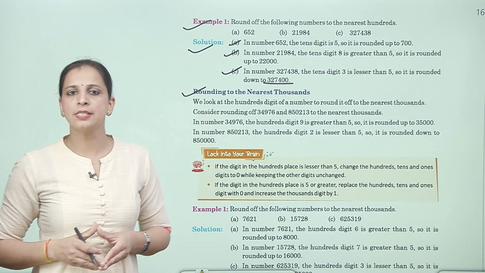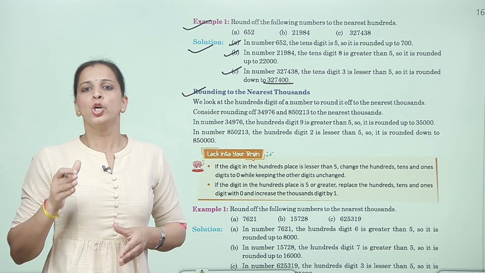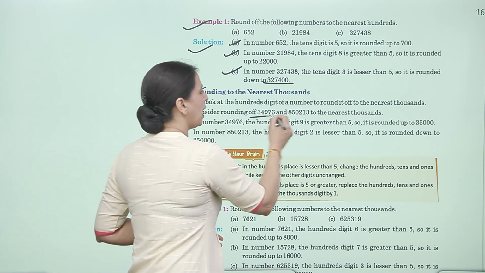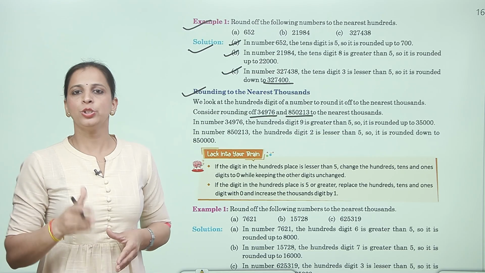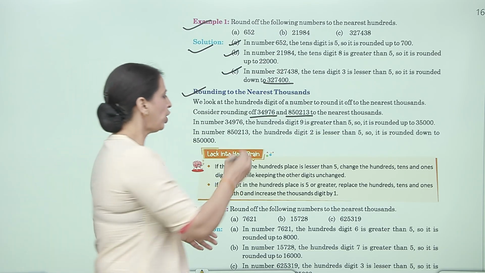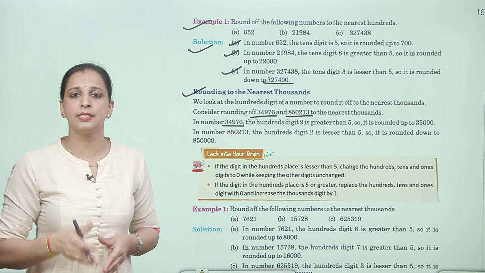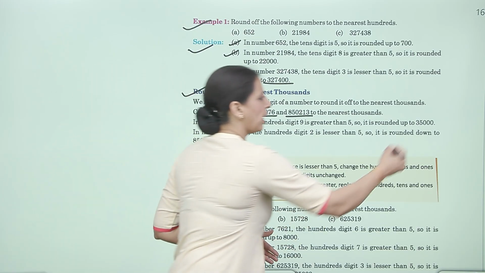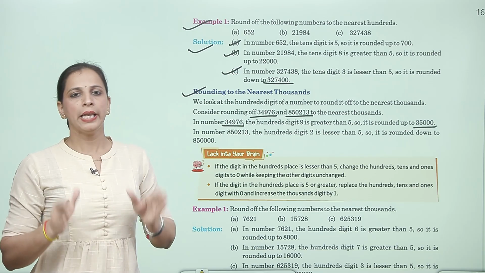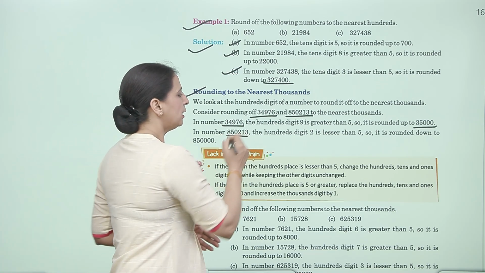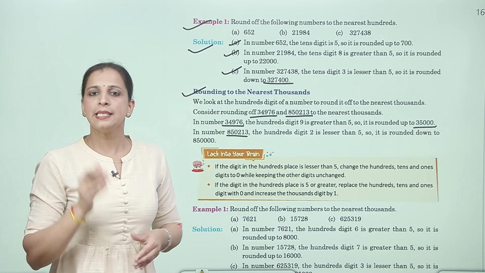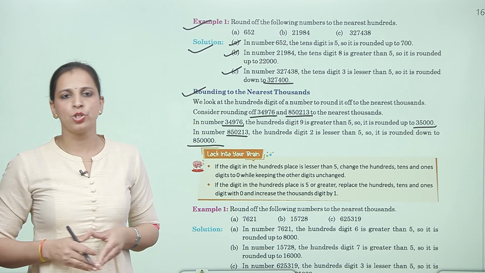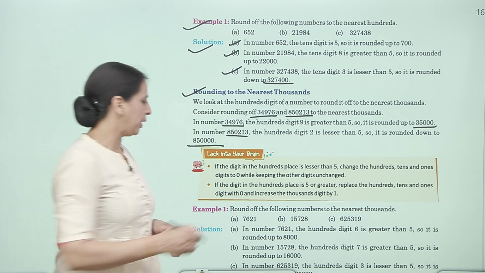We look at the hundreds digit of a number to round it off to the nearest thousands. Consider rounding off 34976 and 850213 to the nearest thousand. In number 34976, the hundreds digit is 9, which is greater than 5, so it is rounded up to 35,000. In number 850213, the hundreds digit 2 is lesser than 5, so it is rounded down to 850000. Now, lock into your brain.